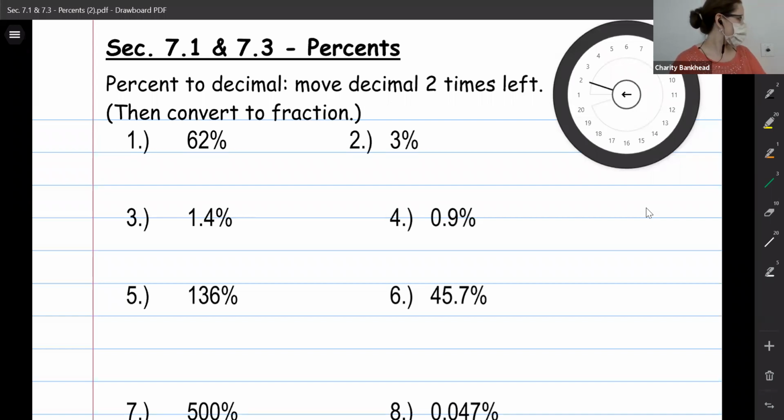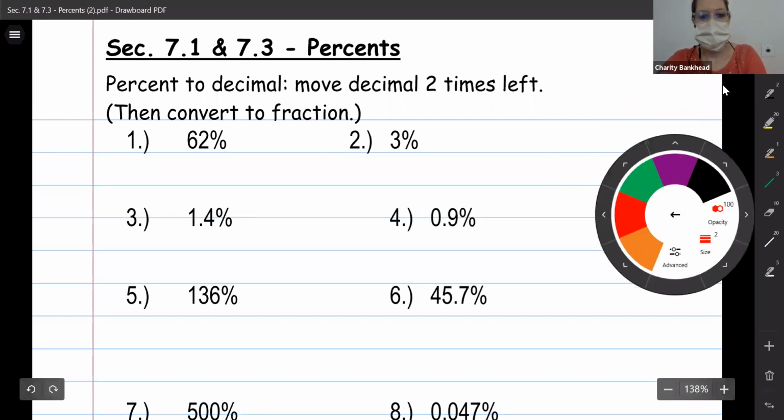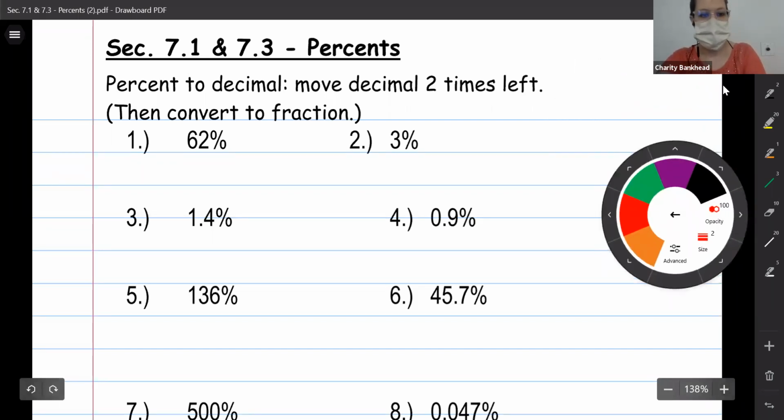Okay, chapter 7 is about percents. So to convert, we need to know how to convert from a percent into a decimal because we're going to have to do that before we can do calculations with it. So you just need to move the decimal point 2 times to the left. So 62% equals 0.62.